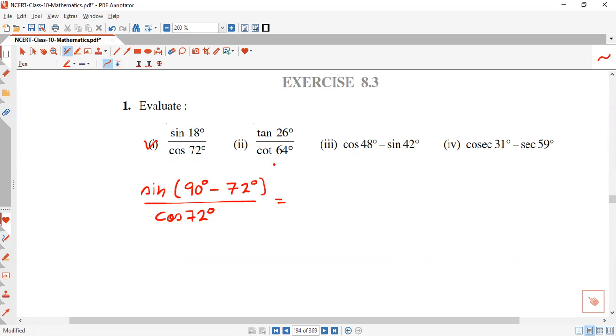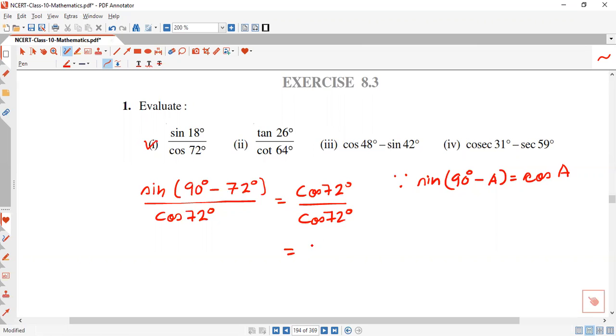Now, since we know the formula, sine of 90 degree minus A equals cos A. So this will be equal to what? Cos 72 degree divided by cos 72 degree. Both cancel out, so we say 1. The value is 1.